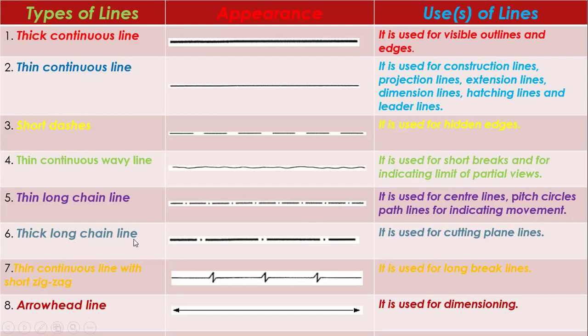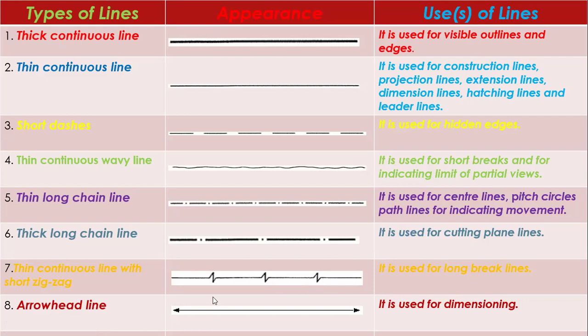Then the sixth type of line that we use in technical drawing is known as thick long chain line. This is how it appears, and we use it for cutting planes, for cutting plane lines. Then the seventh type of line is known as thin continuous line with short zigzag. This is how it looks, and we use it for long break lines.